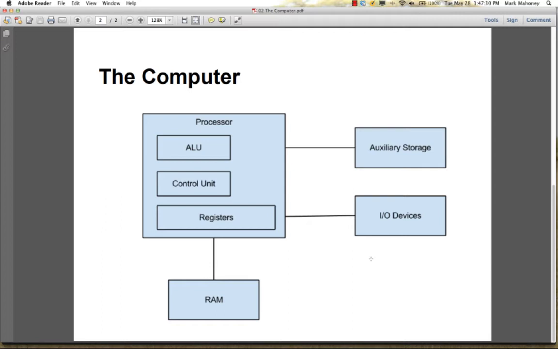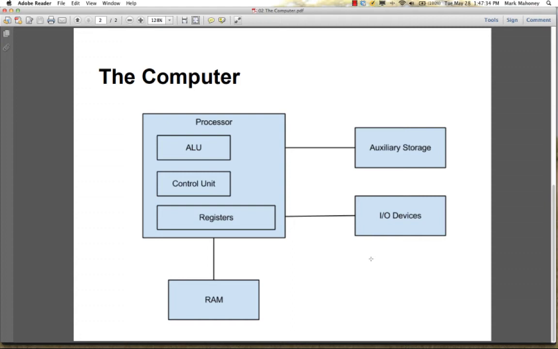Okay, so when I talk about these other storage devices, I'm talking about auxiliary storage. Auxiliary storage is used to store data, just like RAM, but it has a few significant differences. Most computers, of course, have a hard drive to store data in files, and a hard drive is a perfect example of an auxiliary storage device.